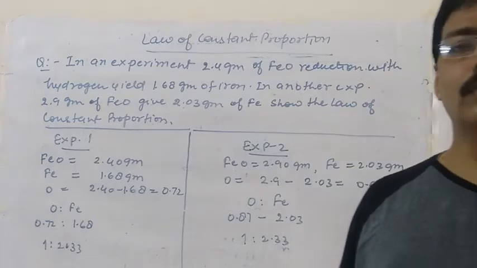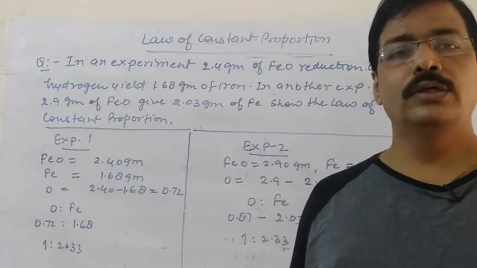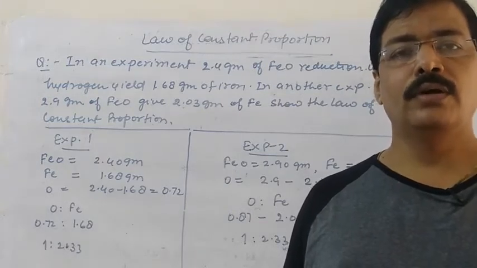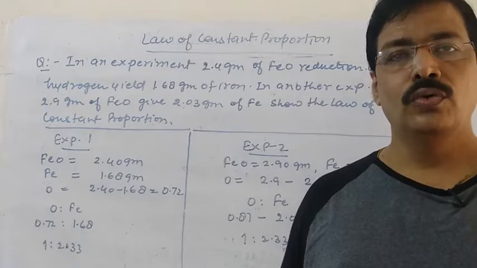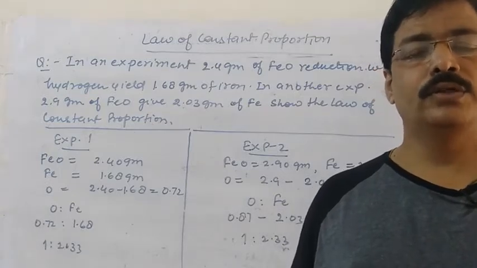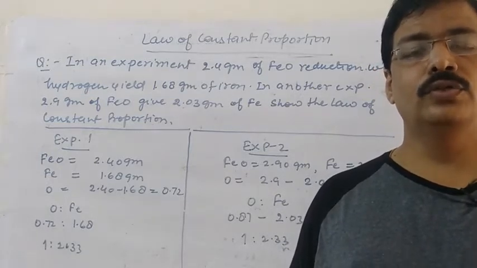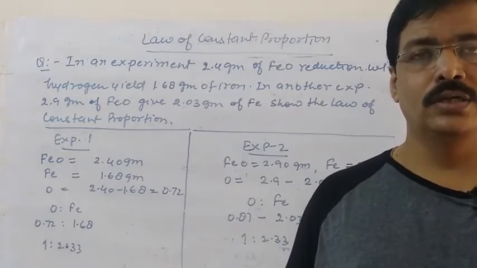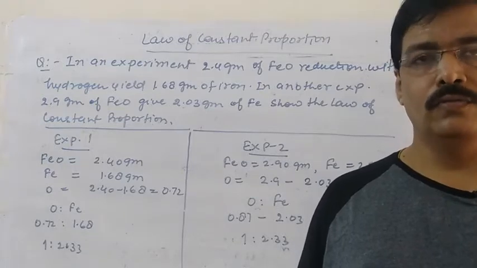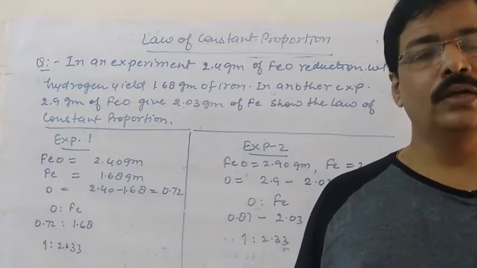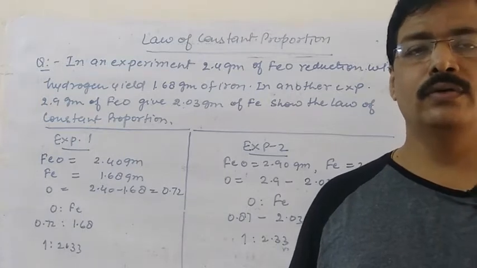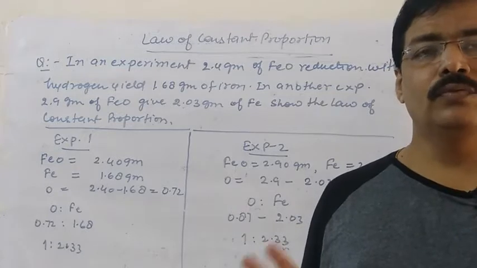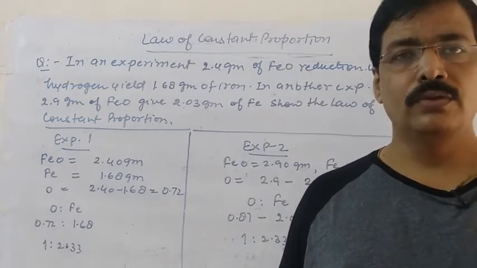Now you know the law of constant proportion. If two elements combine to form a compound like H2O, formed by hydrogen and oxygen, then the ratio of hydrogen and oxygen is always constant. If water, H2O, is taken from anywhere, such as sea water or river water, the ratio of hydrogen to oxygen is always constant. Here we are proving the same thing with the help of a numerical.